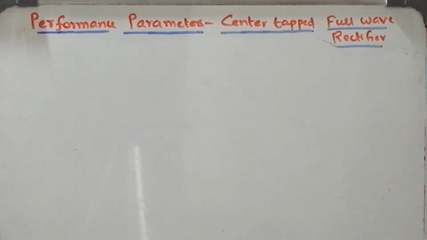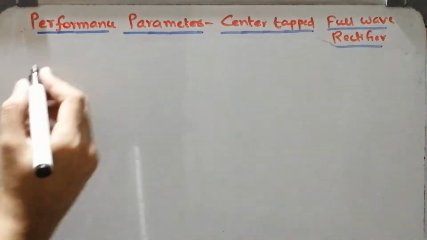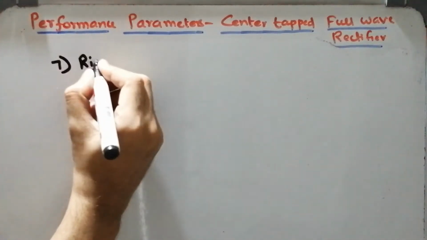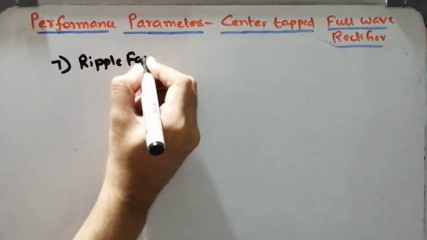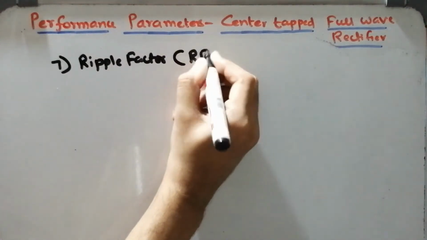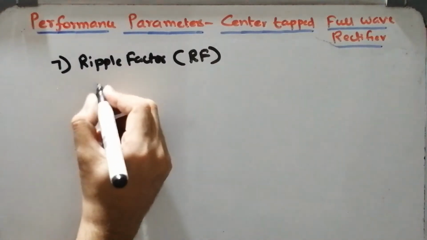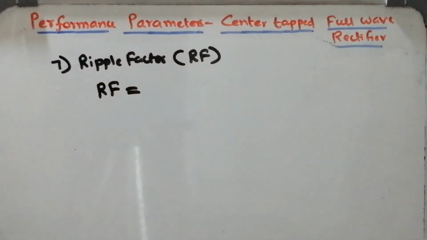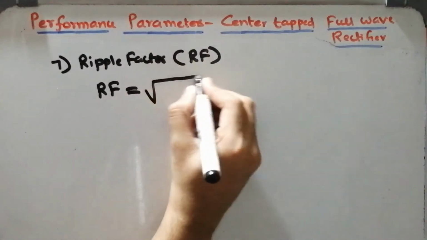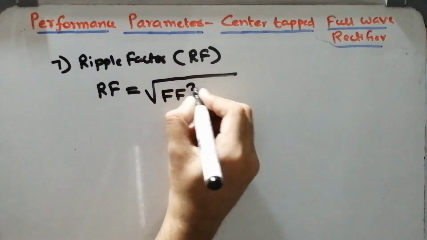Now I would like to calculate the ripple factor, or RF. It is the presence of AC components in the DC output. You can correlate the ripple factor with the form factor. There is an equation which I already explained, in the topic on the performance parameters of a diode rectifier, where I derived the expression. Ripple factor is equal to the square root of form factor square minus 1.